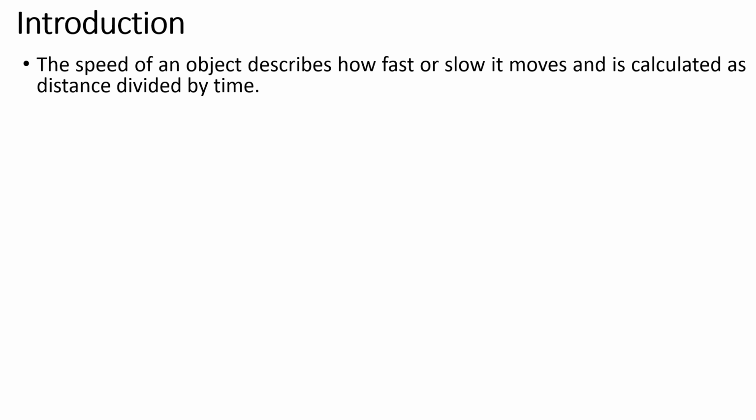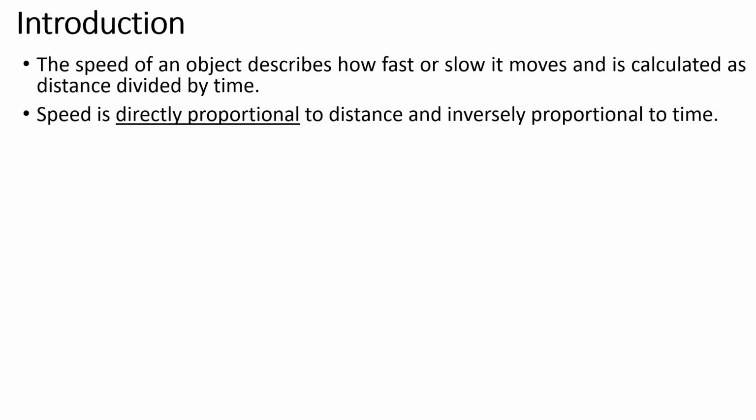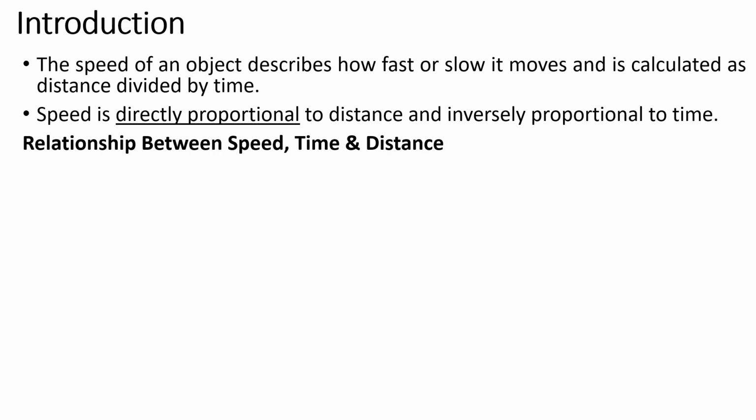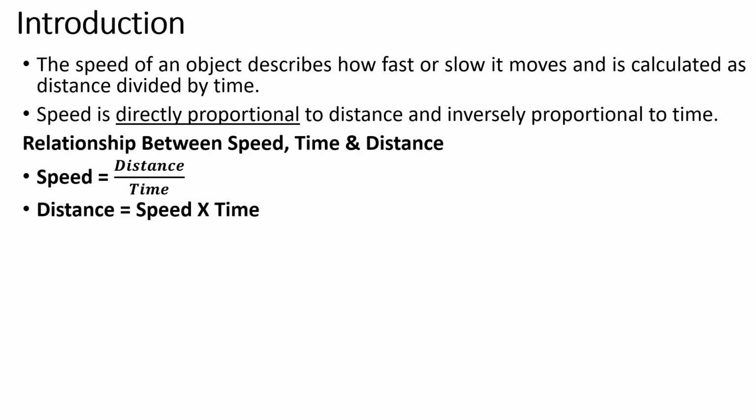Now the speed of an object describes how fast or how slow it moves, and it is calculated as distance divided by time. Speed is directly proportional to the distance and inversely proportional to time. So the relation between speed, time and distance: the formula to calculate speed when distance and time are given is speed is equal to distance divided by time, or distance is equal to speed into time. Like when speed and time are given, we can find the distance using this formula.